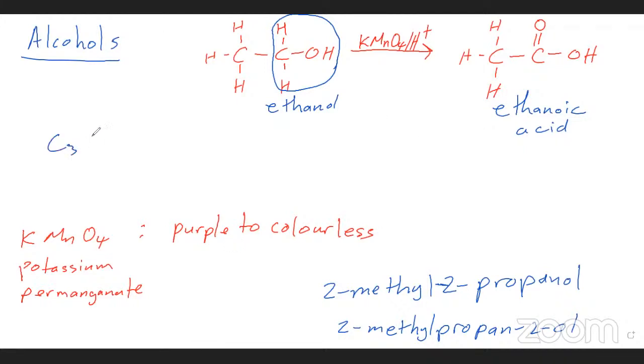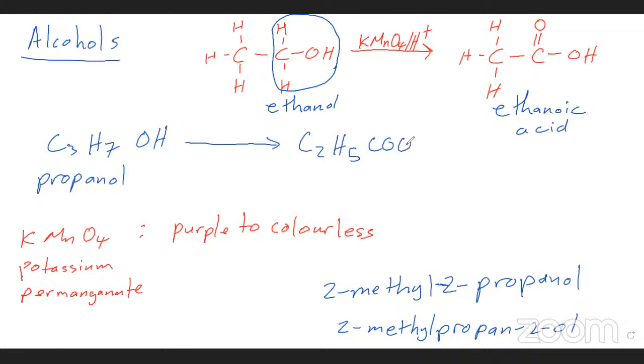All right, so if you have C3H7OH, what is the name of this alcohol? An alcohol with three carbons. Propanol. Right. And it becomes propanoic acid. Based on our structure, the general formula, C2H5COOH. So propanol becomes propanoic acid.